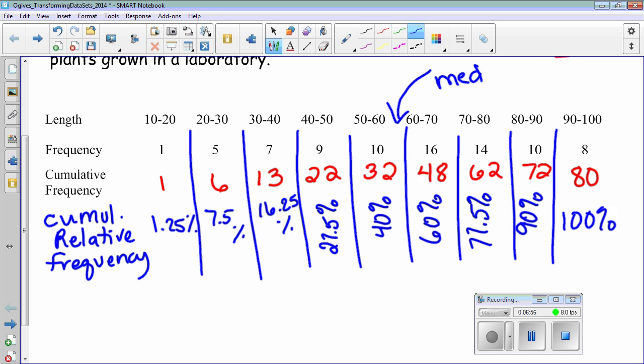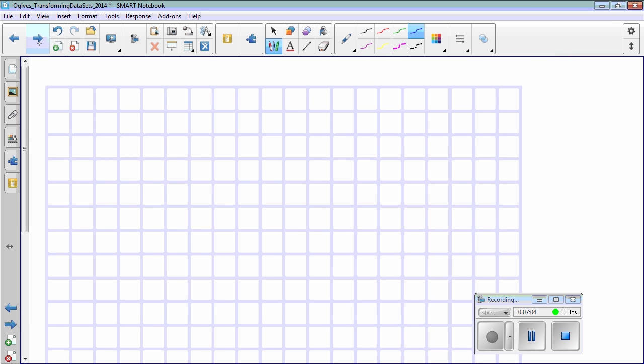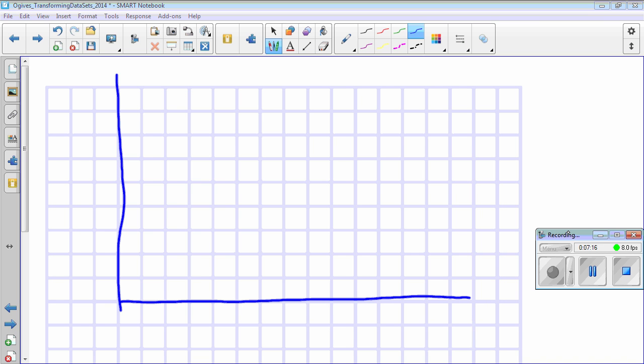Okay, so what I'd like us to do is create an ogive based on this information. So we're going to go 10, 20, 30, all the way up to 100. So let's just kind of create an ogive here. We'll probably go up by 10. I think we'll have enough room to go up by 2s. So we have 10, 20, 30, 40, 50, 60, 70, 80.